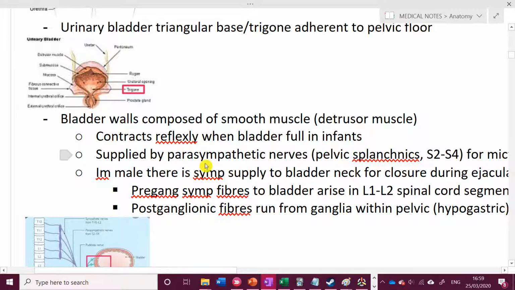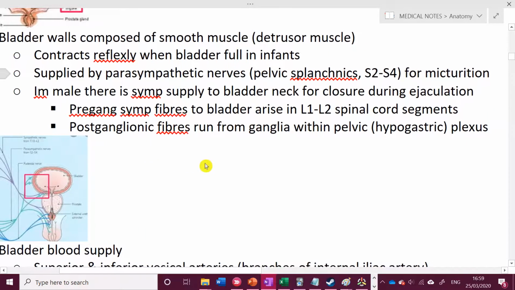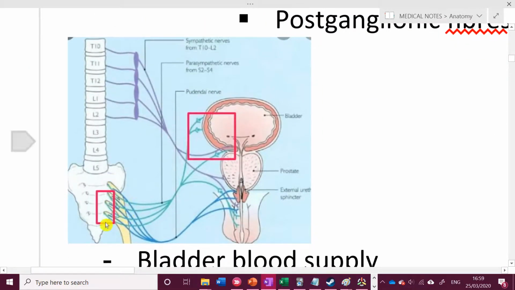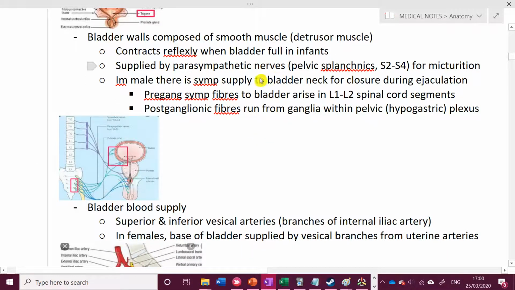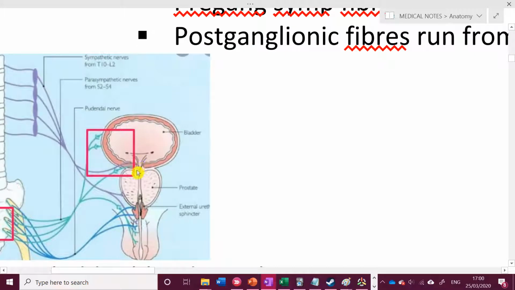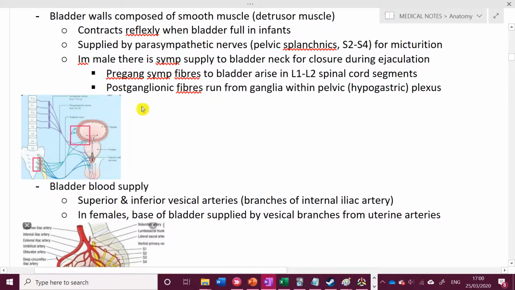It's supplied by parasympathetic nerves, so the pelvic splanchnics from S2 to S4 for micturition, which just means urination. So we have the S2 to S4 pelvic nerves supplying the bladder up here, giving parasympathetic innervation. In the male there's sympathetic supply to the neck of the bladder, which is the opening here, and those are useful for closure during ejaculation so that urine doesn't come out at the same time as semen. And there are postganglionic sympathetic fibers for the bladder which arise in L1 to L2 spinal cord segments.